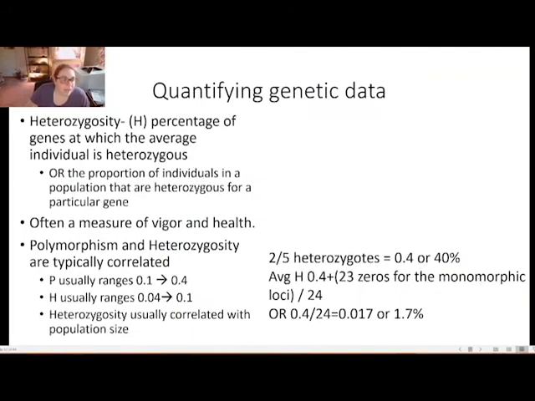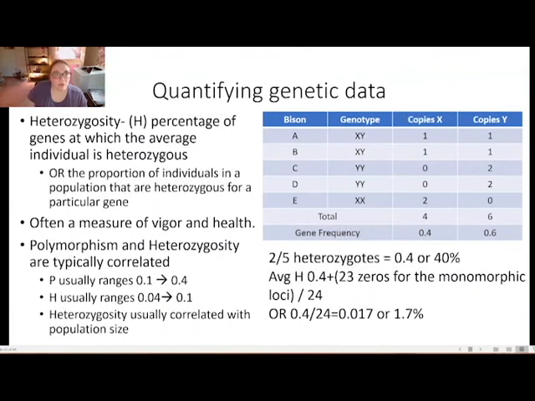So then we have a similar term, but it has a distinct difference, and that's the heterozygosity. So this is the percentage of genes at which the average individual is heterozygous. It can also be defined as the proportion of individuals in a population that are heterozygous for a particular gene. So it can be looked at multiple levels. We often use heterozygosity as a measure of vigor or health.